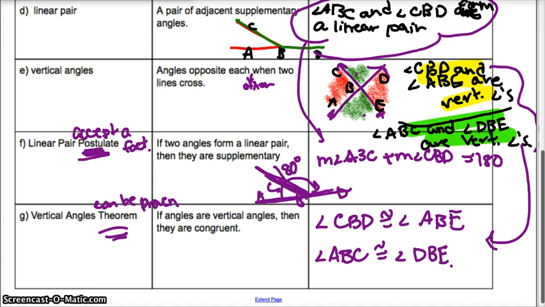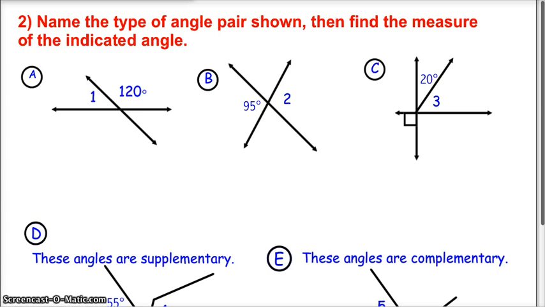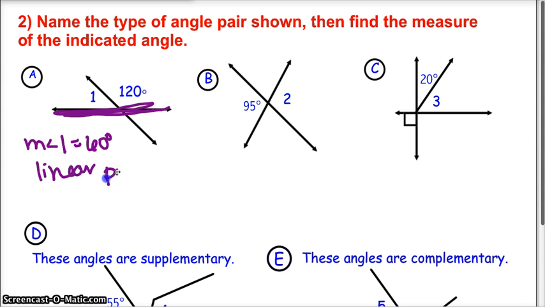All right, moving on. Okay, it says name the angle pair shown and find the measure of the indicated angle. So when we went through these in class, most students were able to look at this and say that the measure of angle 1 is 60 degrees. I asked them why, and they say it's because lines form 180 degrees. So the pair that's being used here, or this special angle, is that it's a linear pair.